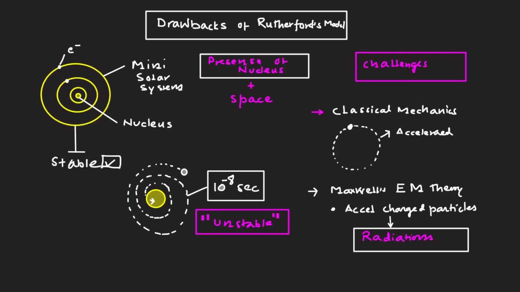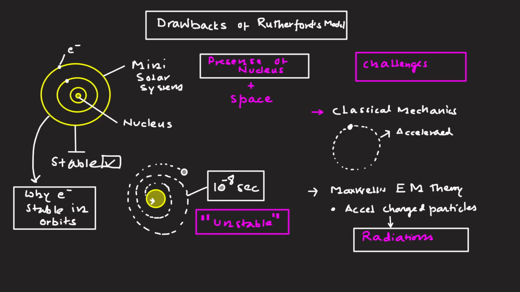Moreover, Rutherford's model failed to explain why electrons remain stable in specific orbits and how electrons are distributed around the nucleus or their energy levels.